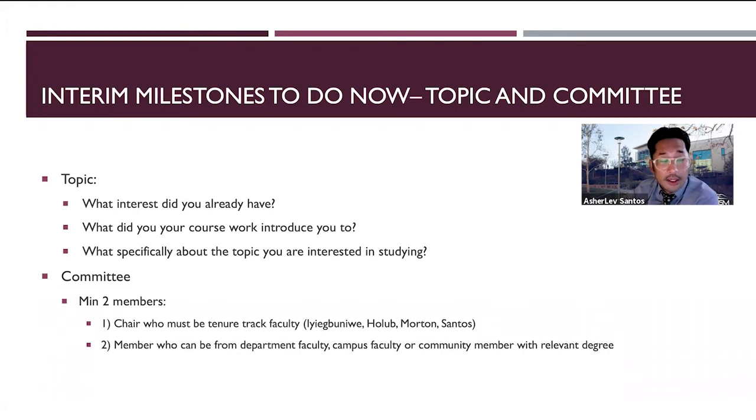Your committee is minimally 2 members. Now, the committee is the folks who evaluate your work at the end and guide you through the process. 2 members, one of them being a chair, who's sort of in charge, and that person must be one of the 4 of us, Department of Public Health faculty. The second member can be from the department or from another department on campus, but essentially it is someone else who is relevantly degreed in public health, master's level or higher.